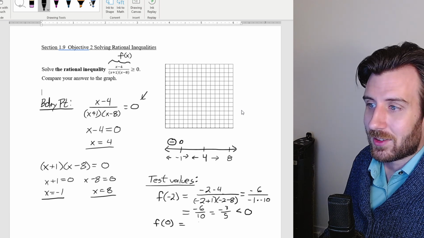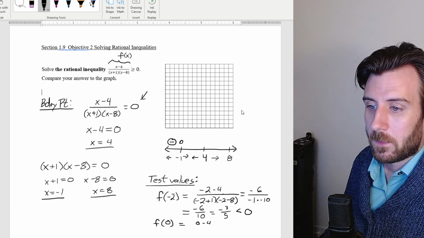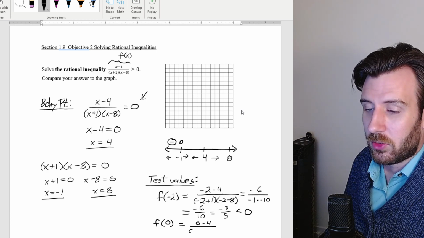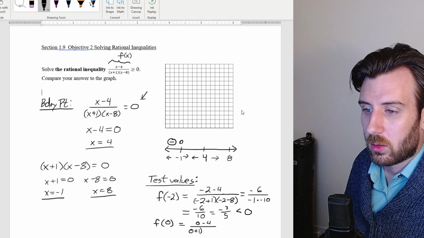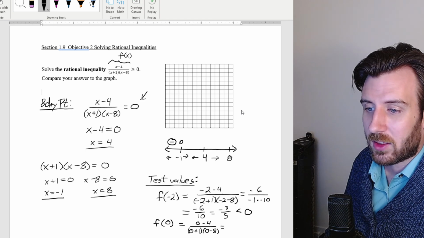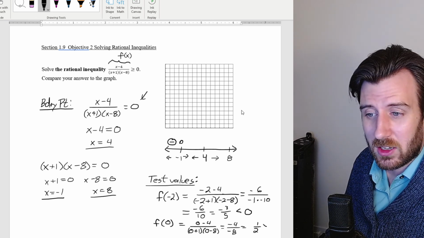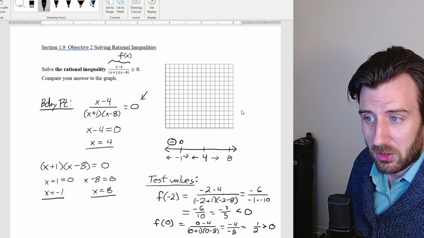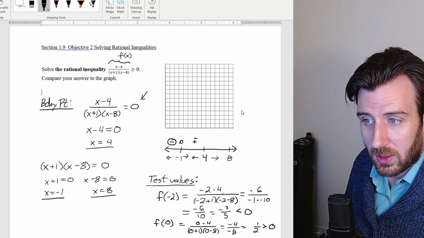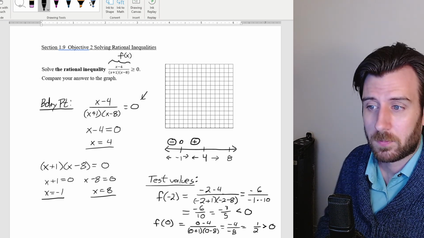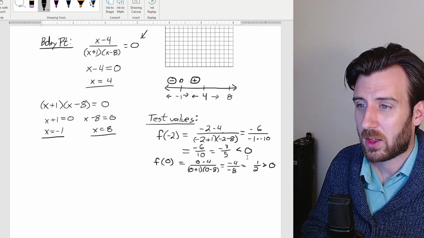f of 0 is going to get us 0 minus 4 divided by 0 plus 1 times 0 minus 8. That gets us negative 4 divided by 1 times negative 8, which is negative 8, which is simply 1/2. But the important thing is that this is greater than 0. So that means everything in here is positive. Interesting. So I went from negative to positive.